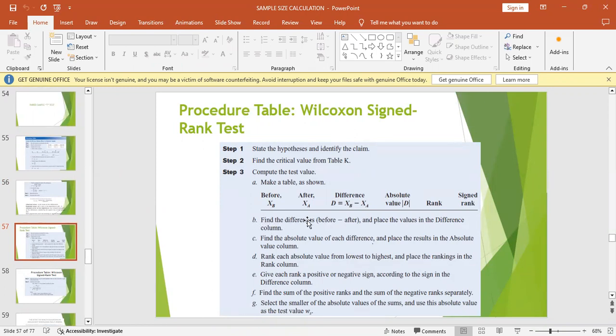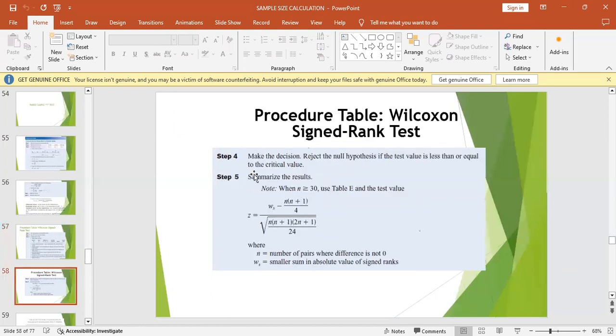In this, we find the differences before and after and place the values in the difference column. We find the absolute value of each difference and place the results in the value column. Then we rank each absolute value from lowest to highest and place the rankings in the rank column. We rank the lowest value as 1 and the subsequent higher values as 2, 3, 4, and 5. Then we give each rank a positive or negative sign according to the sign in the difference column. If there are positive and negative signs, then we find the sum of the positive ranks and the sum of the negative ranks separately.